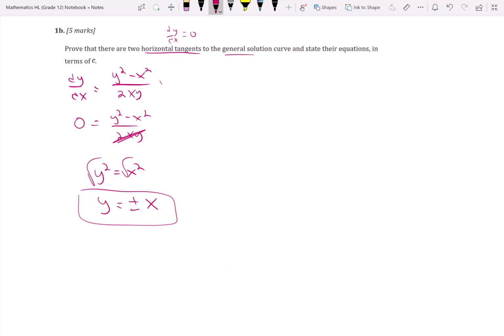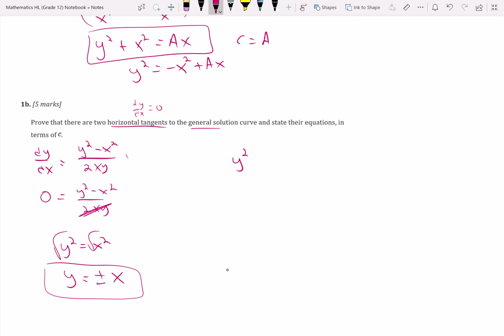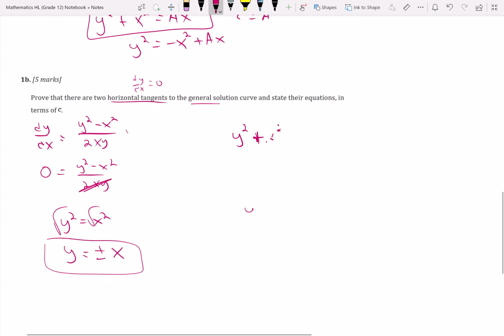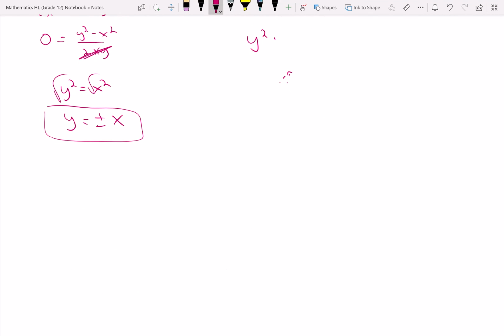That is not our solution, obviously, right? So we need to go back to our general solution, which is y squared plus x squared. Y squared plus x squared. Let's try y squared plus x squared equals a.